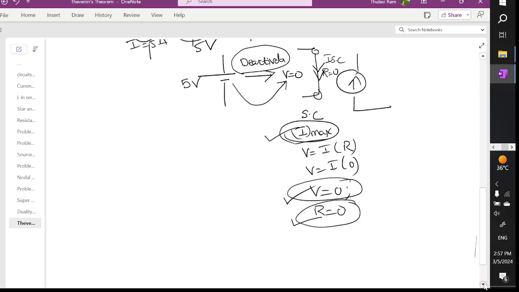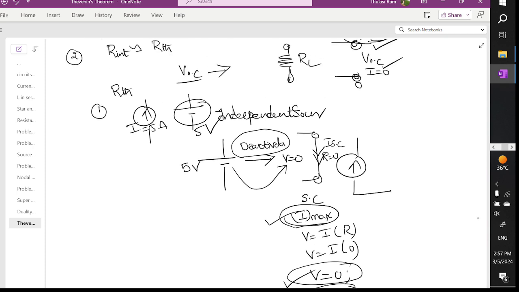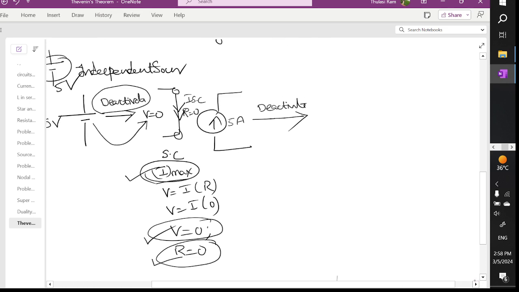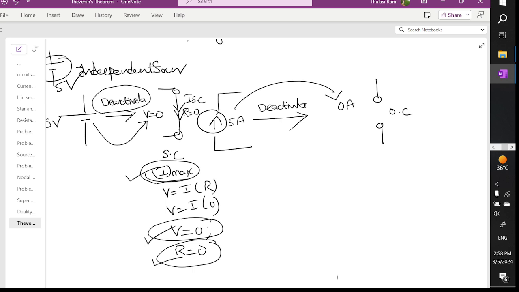Now come to the concept of a current source. Here you have a 5 ampere source, and what is the concept of deactivation? Deactivation is nothing but making this current source 0 ampere. How can I make it 0 ampere? By performing an open circuit. In an open circuit, the current becomes 0, the resistance offered by an open circuit is infinity, and the voltage becomes maximum.